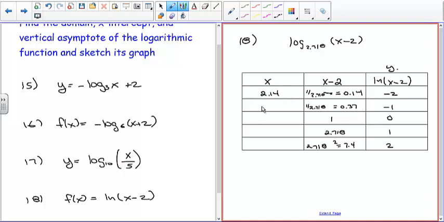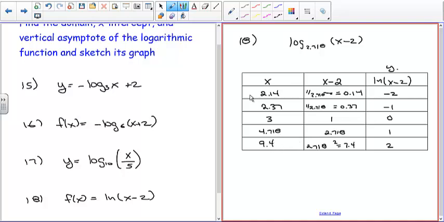And now, to get here, we have to add 2: 2.14, 2.37, 3, 4.718, and 9.4. Let's see if I did that right.